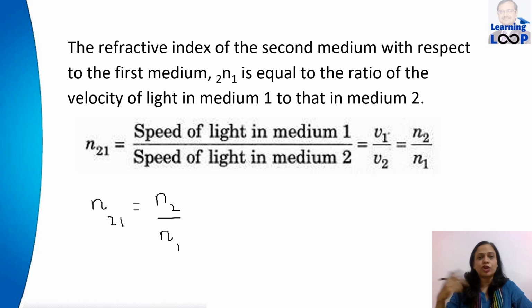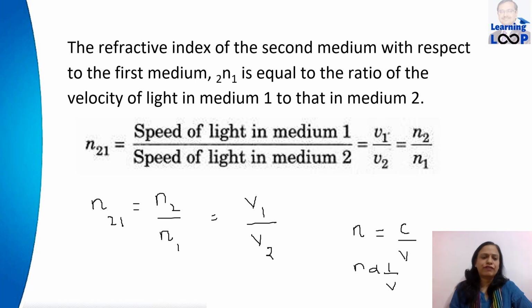For velocity, it is going to be inverse. That means velocity of medium 1 will go up in the numerator and velocity of medium 2 will go in the denominator. The reason is that refractive index is inversely proportional to the velocity of light. When we have a look at the formula for refractive index, it says refractive index of a medium is equal to the speed of light in vacuum divided by the speed of light in medium. So n is inversely proportional to v. So if refractive index of medium 2 is in the numerator, the velocity of light in medium 2 will go in the denominator. So that is why it becomes inverse.